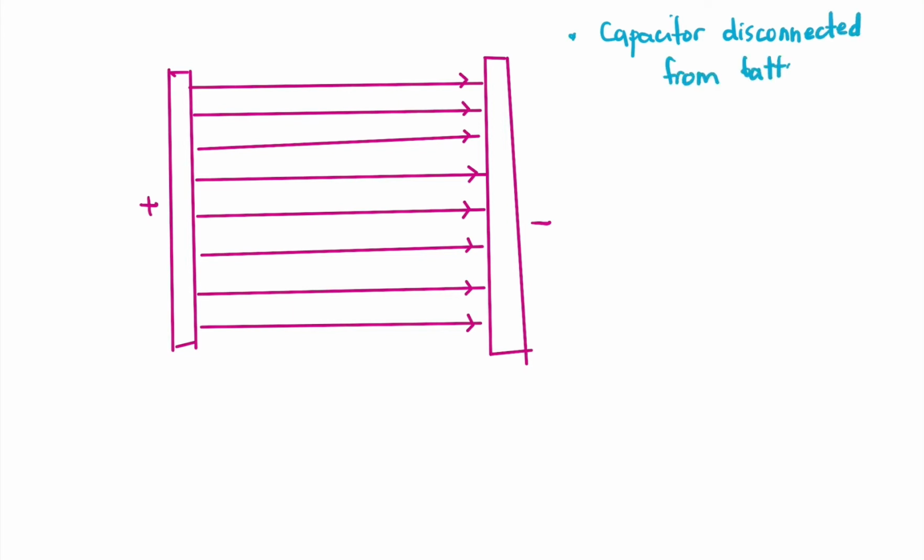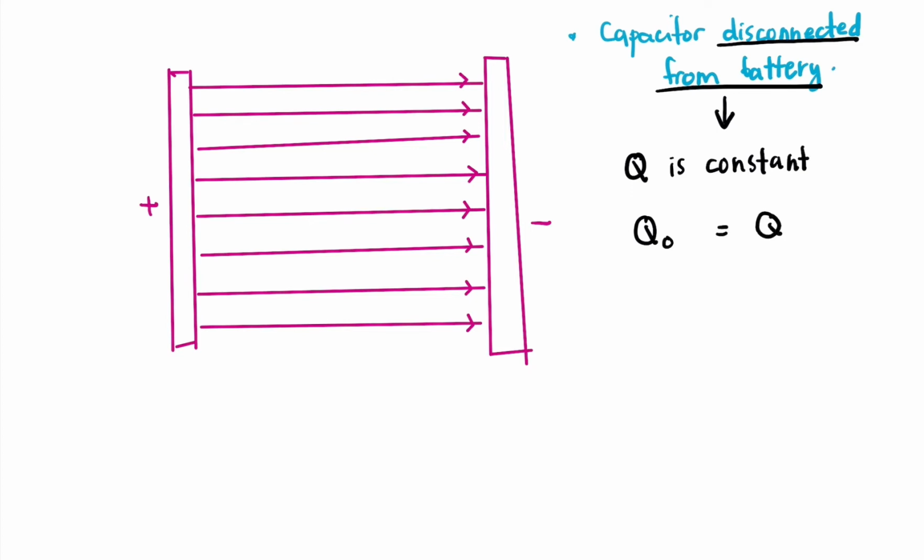How is that significant? So when the capacitor is disconnected from a battery, it means that Q is constant. Okay, the charge cannot go anywhere. So the total charge of the system will be constant, which is Q with dielectric. Q naught is the same thing as Q. Okay, Q naught is the charge without dielectric. Q will be the charge with dielectric.